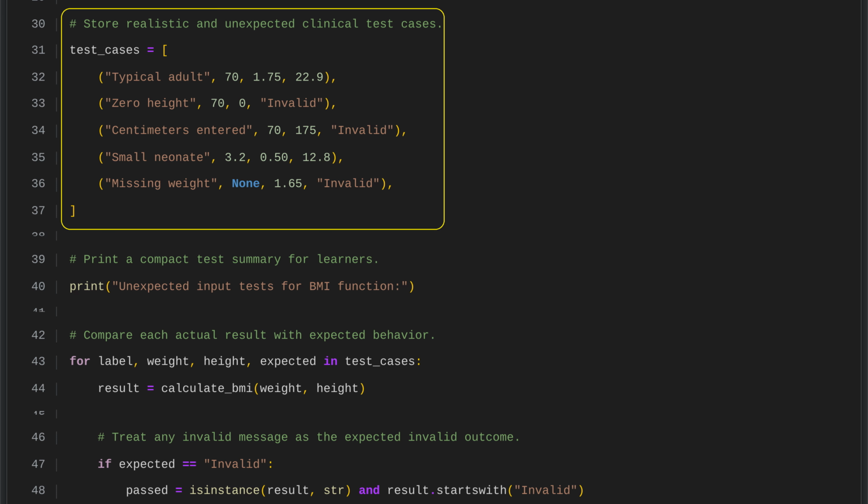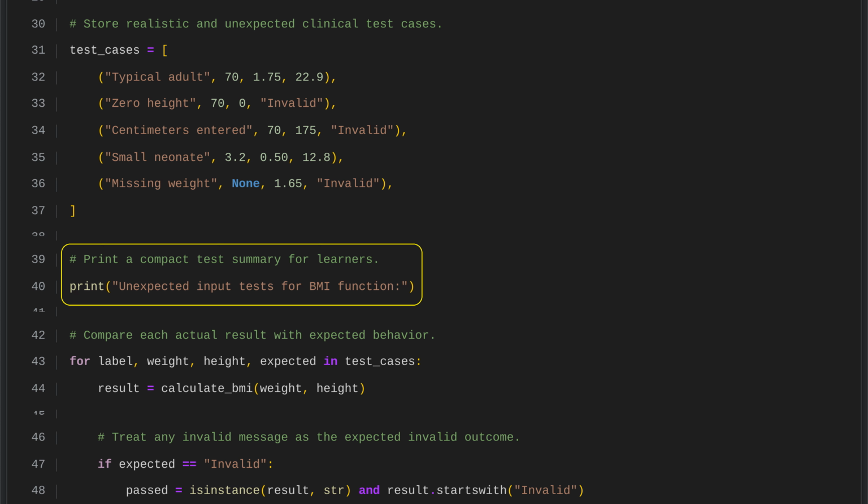The test cases cover several scenarios for checking a BMI calculation function. They include a typical adult with an expected BMI of 22.9, a 0 height that should be invalid, a height entered in centimeters instead of meters that should also be invalid, a small neonate with an expected BMI of 12.8, and a missing weight value that should be invalid. Together, these cases test both normal inputs and common error conditions.